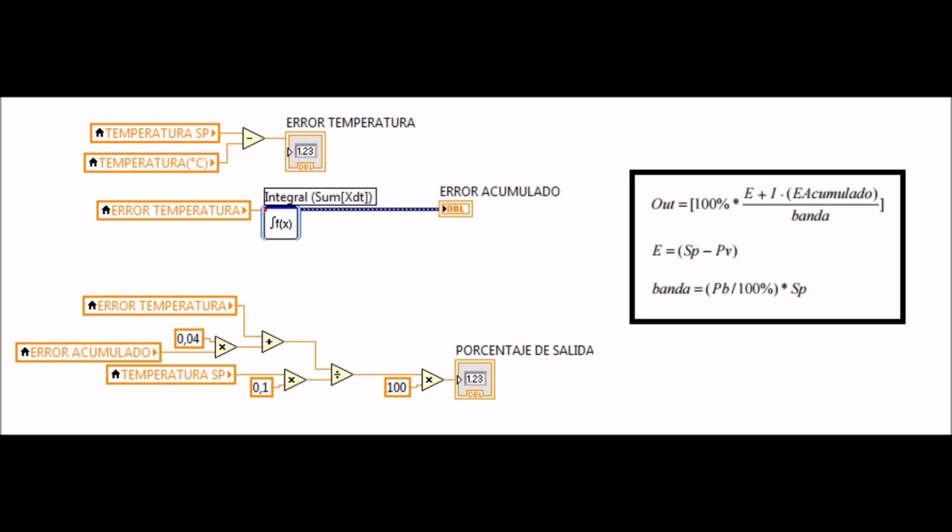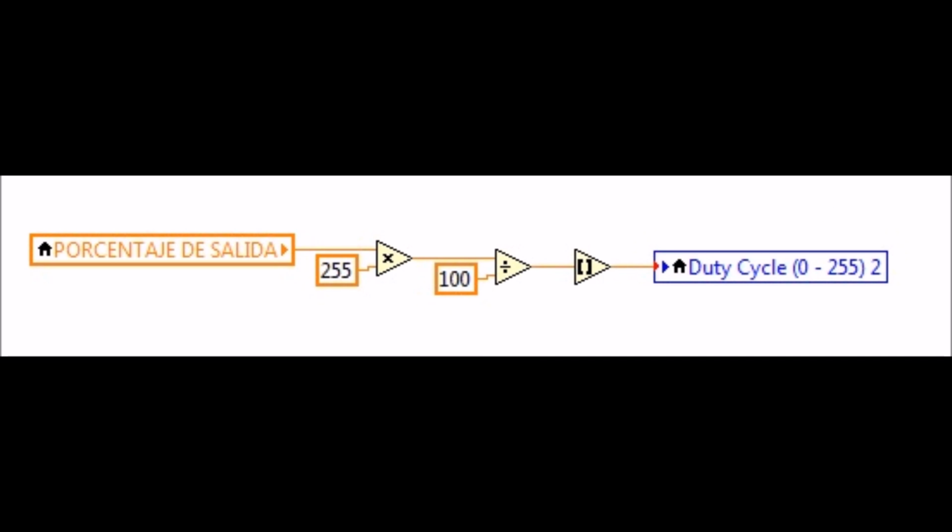0.04 is established as the I constant. This means that the system can detect the smallest change in temperature and act against this. And finally, we apply the following formula to calculate the percentage of output. For the PWM to be interpreted, a second formula is applied, allowing control of the thermal resistance.